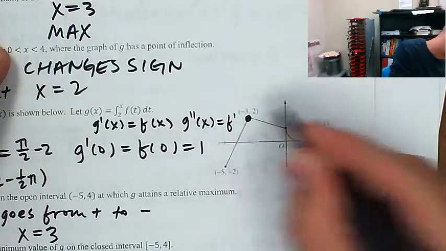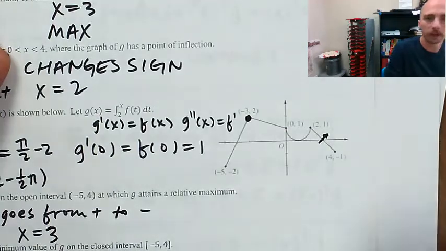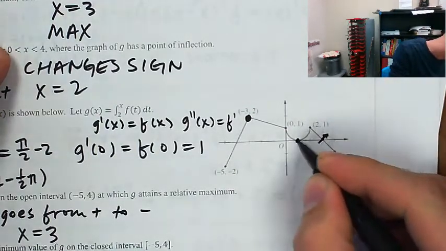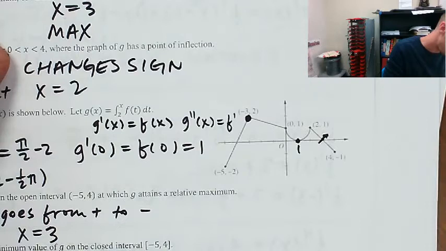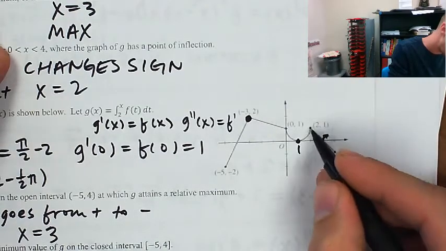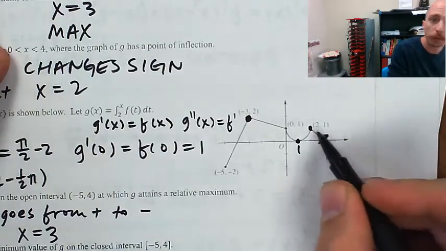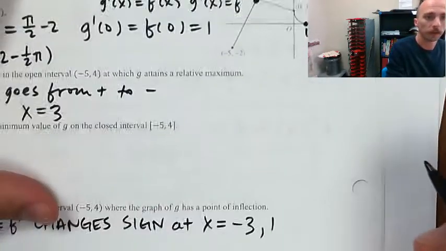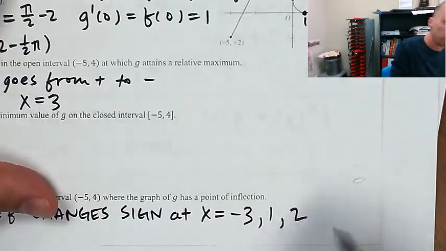Okay, so this is 1, x equals -3. I know you can't see, I just wrote it down on my list. Here is going to be a place where we were decreasing and now we're increasing. So that's going to be 1. And then over here at 2 is going to be another place where we went from increasing to decreasing. So -3, 1, and 2.